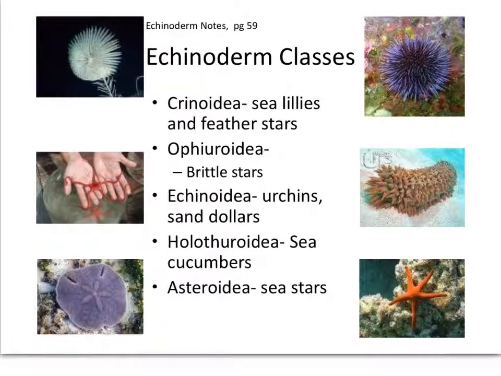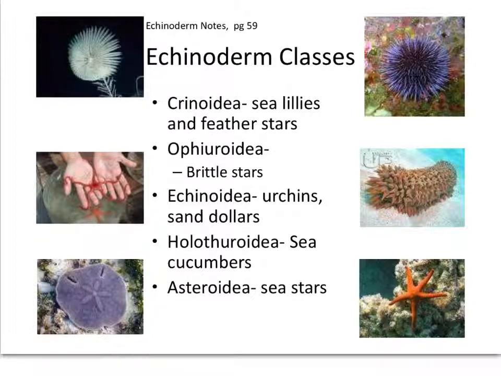Some examples of echinoderms, these are the different classes that fall under phylum Echinodermata. Crinoidea are sea lilies and feather stars, like this guy up here. Ophiuroidea are brittle stars, which look like quote-unquote normal sea stars, except they have really, really long legs. These guys can actually walk along the bottom, pretty cool looking.